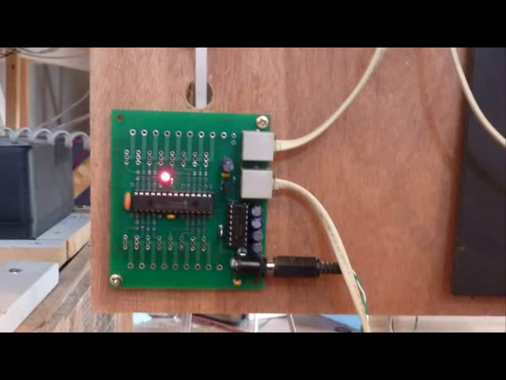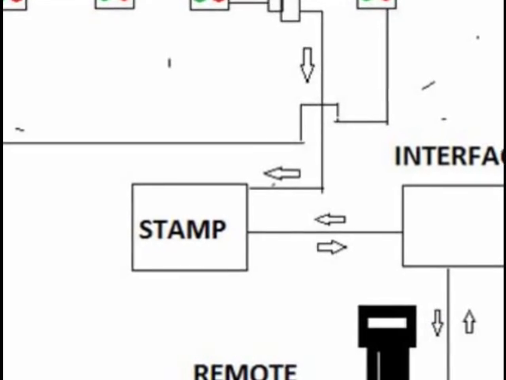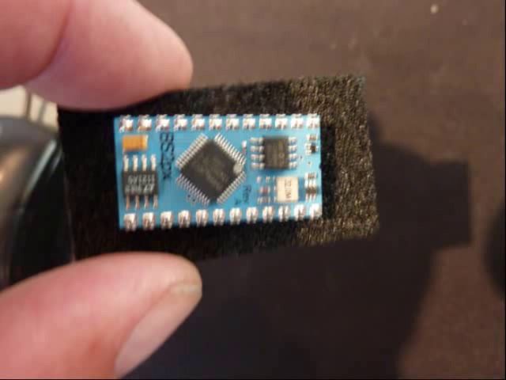So let's talk about the stamp. This is what the stamp looks like. It's the most expensive part of the whole process. It's about $79. I bought this one because it had the most EEPROM, 16,000 bytes of EEPROM available. And like I said, it's a BS2PX stamp.